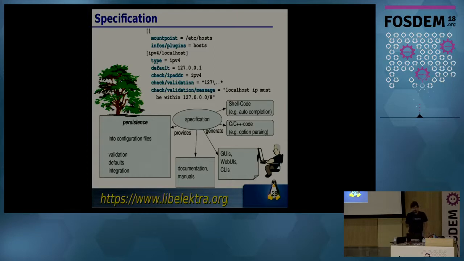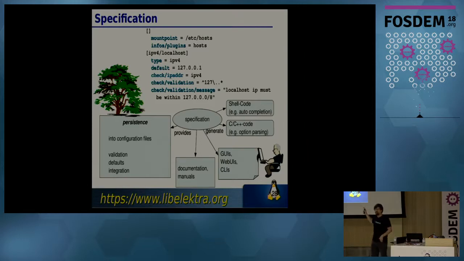These specifications are modular and extensible, so there are basically no built-in specifications; everything is written in plugins or by external tools. Then we also have different generation techniques, which are maybe a little bit further in the future. For example, we can generate code out of these specifications. Or, more practical, we can generate auto-completion.